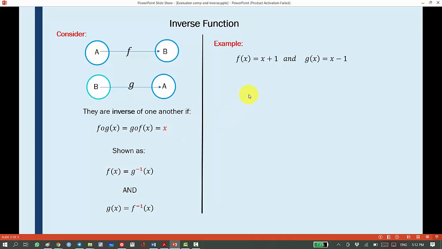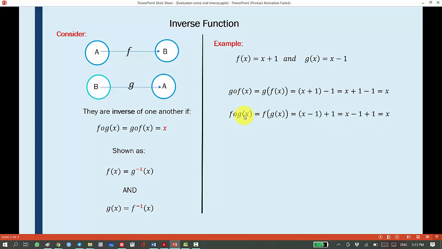To that end, first we find the composition of g and f, which is g of f of x, where we substitute in the definition of g, instead of x, f of x, which is x plus 1. x plus 1 minus 1: plus 1 and minus 1 is 0, we get x. But still we are not done. Still we have to check the composition of f and g.